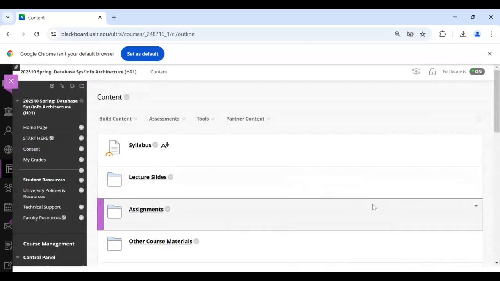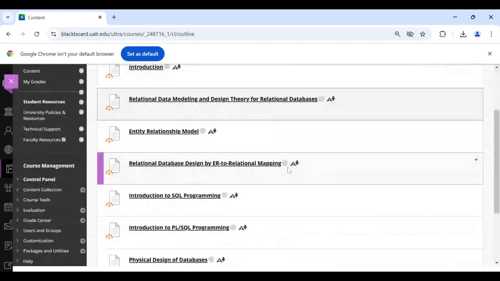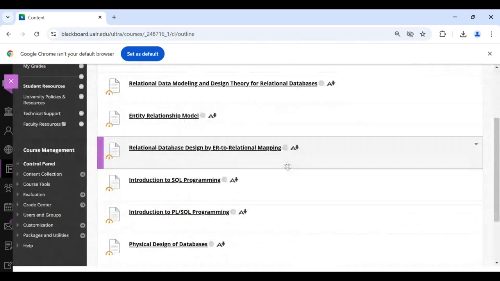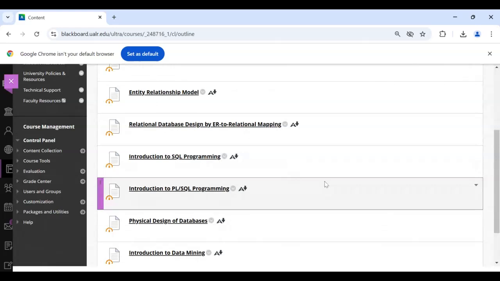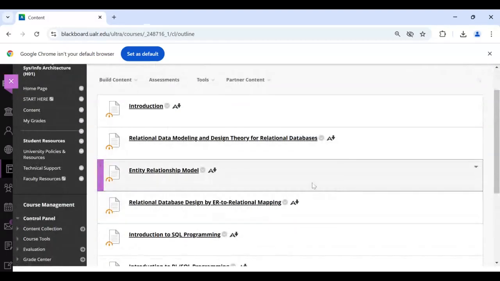In the content, I list the syllabus, and also there's a folder for the lecture slides and a folder for the assignments. I think I pretty much uploaded all the slides for this semester, so we may have one or two more depending on the class progress. I'm going to update it as needed.